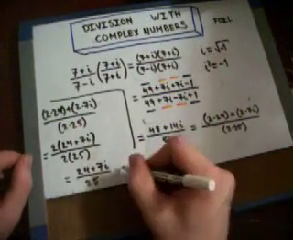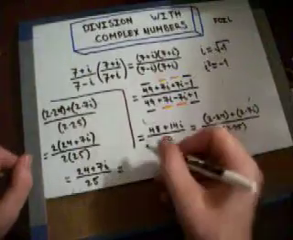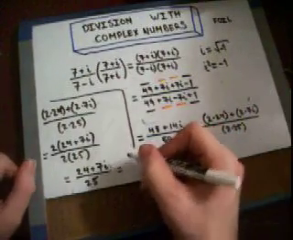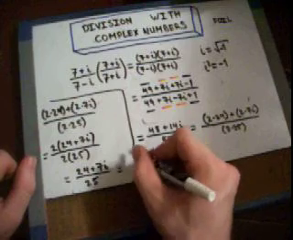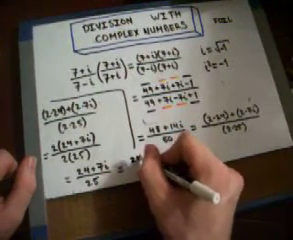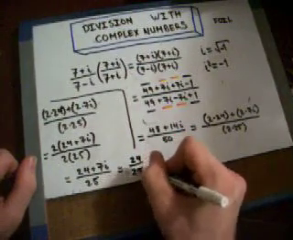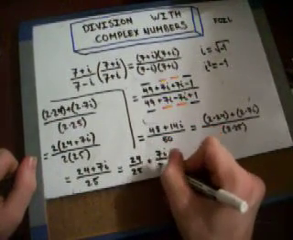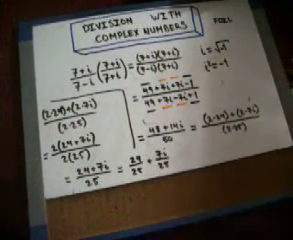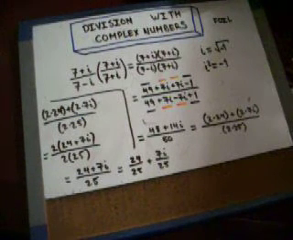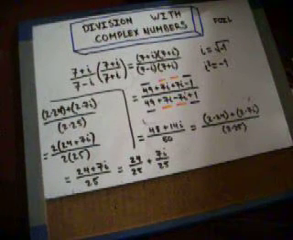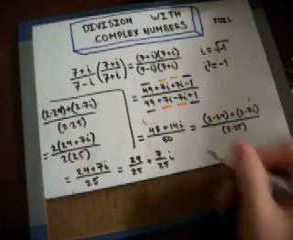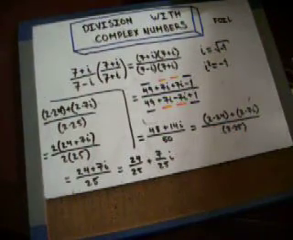But the website, for some reason, and it's equivalent, it's not that the website's wrong or I'm wrong, it just wanted me to write it some other way. The website wanted me to write it like this: 24 over 25 plus 7i over 25. I think you even put the i out here, didn't even keep it in the numerator. But anyways, it's all the same.